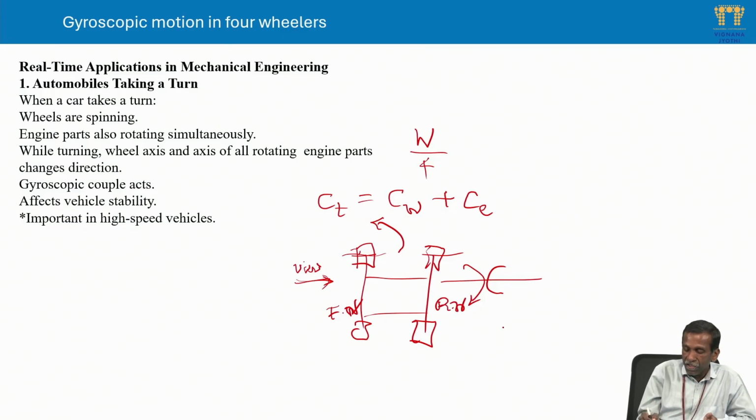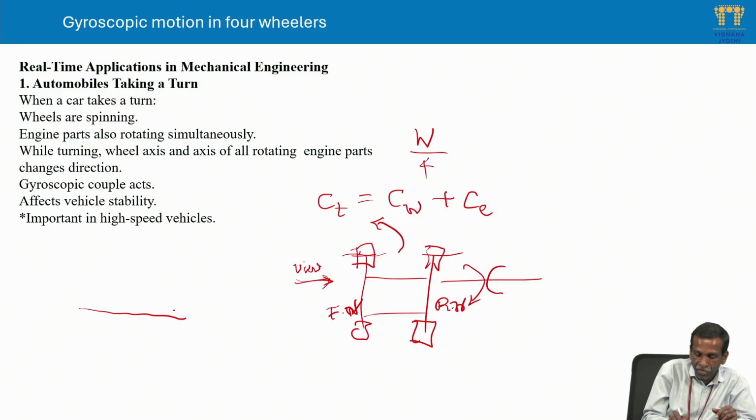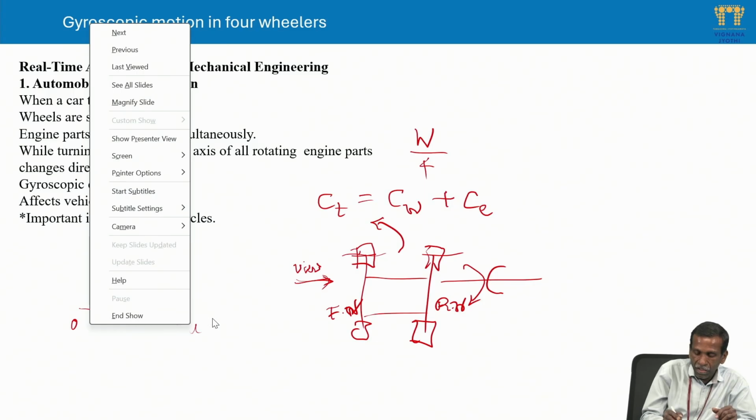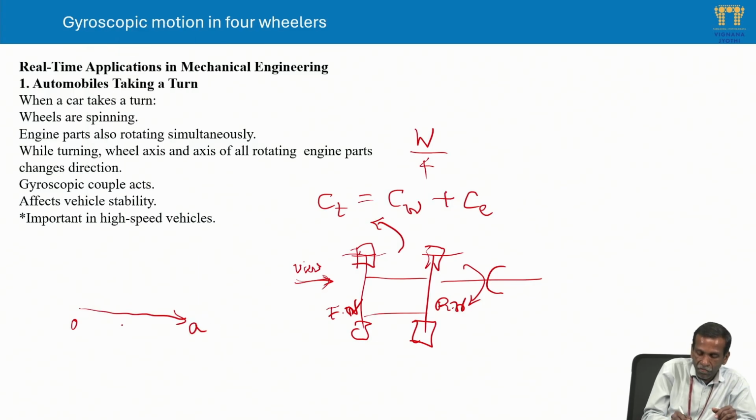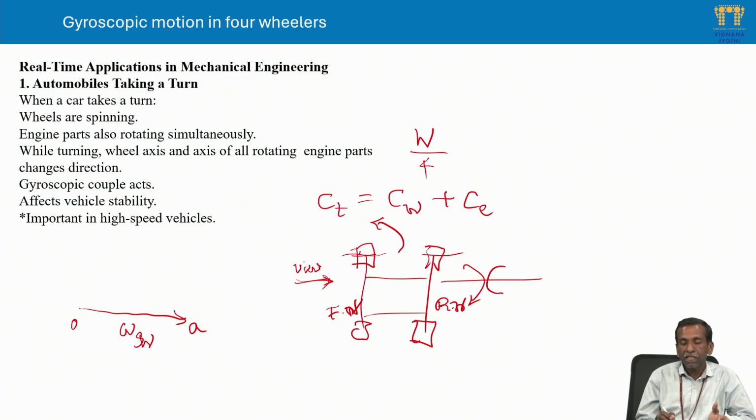Then for the vectorial notation, if you want to draw the spin axis clockwise, viewed from the front wheels, it is moving away from the observer. Let us say the vector is OA, omega S plus omega E. Separately, if you take the spinning axis of the wheels, omega W, and the engine, omega E, let us consider both the engine parts and wheels are spinning about parallel axes, in a similar direction.